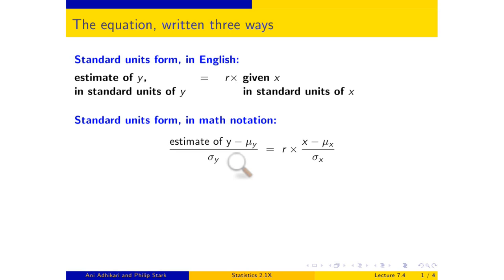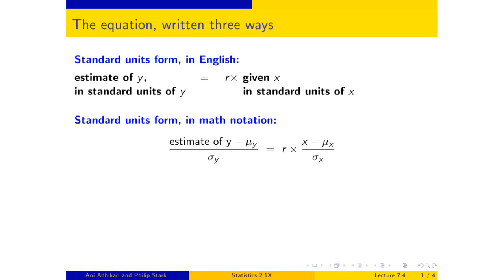I'm using the same notation that I have used in an algebra supplement. You can simply write out the word mean of y here and the words SD of y down there if you wish. So this is the estimate of y in y standard units equals r times the given x in x standard units. Precisely the same thing written out in notation. So this also is the equation of the regression line.